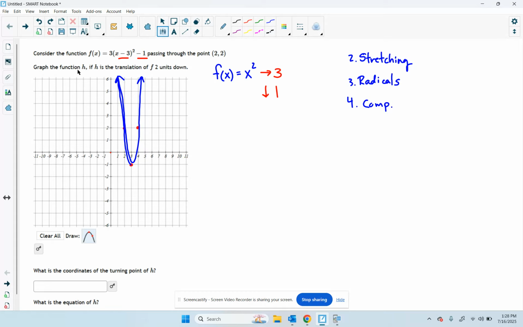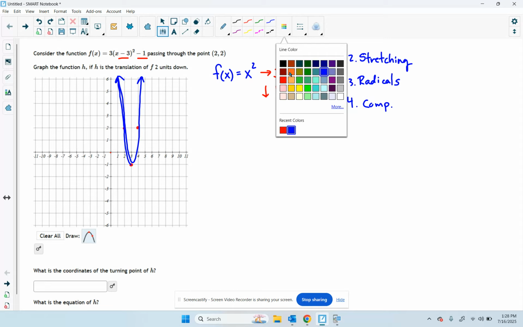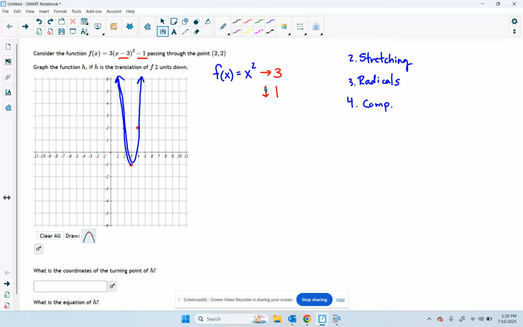So then it says graph the function h if h is the graph of this shifted down 2 units. So to move this graph even further down 2 units, I'm going to have to subtract 2 more units from the outside. So I'm going to minus 2. So it looks like my function h is going to be, everything's going to be the same, but now I'm going to have minus 3 outside. Okay, so the turning point, if I move this down 2 units, is now here, which is going to be 3, negative 3.